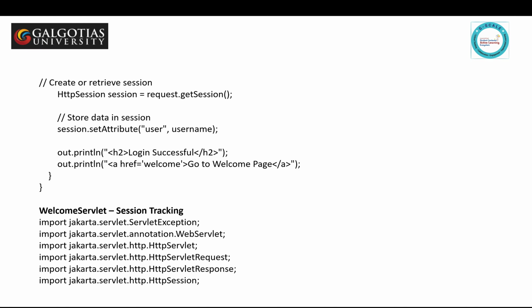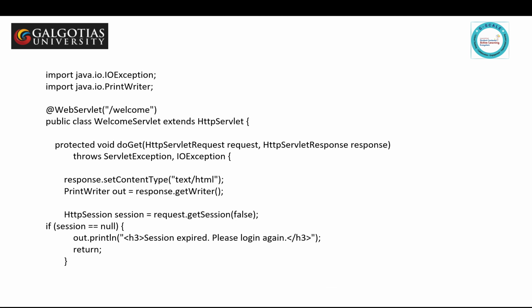In the welcome servlet, we use request.getSession(false). This means do not create a new session. Return null if the session has already expired. If the session is null, we show a message saying that the session has expired. Otherwise, we retrieve the username from the session and display a welcome message.